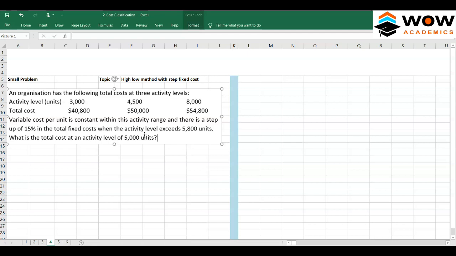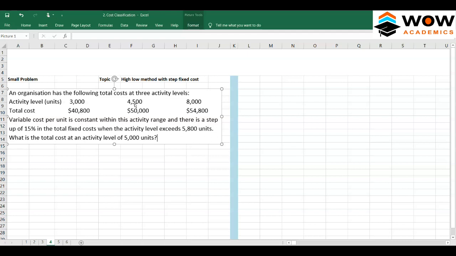So we'll work out the next problem. Here it is a high-low method with step fixed cost. It says an organization has the following cost at 3 levels of activity. So these are the levels of activity: 3000, 4500, and 8000. And total cost is 40,800, 50,000, and 54,800. Variable cost per unit is constant within this activity range. So the variable cost is going to be the same number, and there is a step up of 15% in total fixed cost. So the total fixed cost alone is going up 15% when the activity level exceeds 5,800 units.